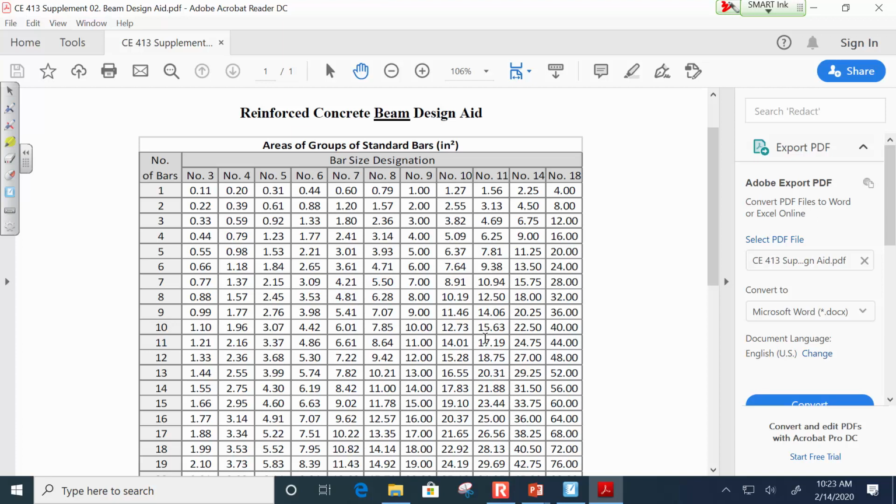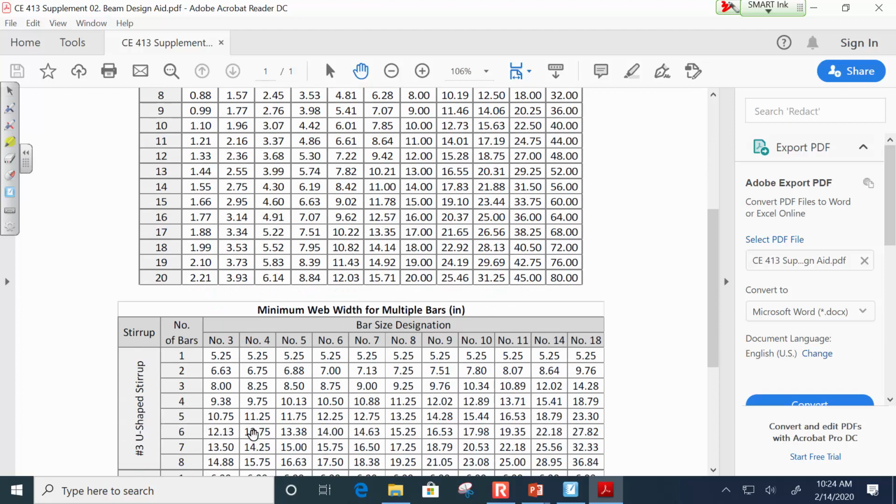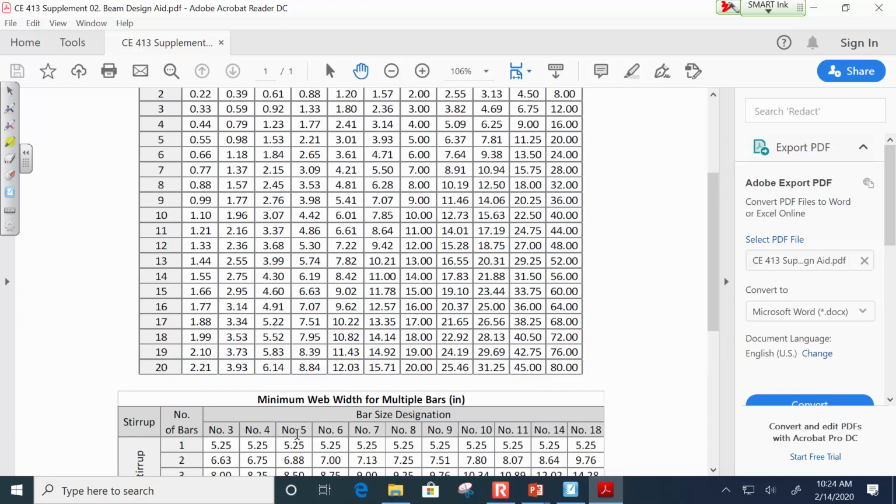6 of them, right? Okay, 6 of them would give me an area of 1.84. What's the beam width required? Does anybody have that on it? It's down below. 13.38. That's an option, right? Did I get that right? 13.38? That's okay.